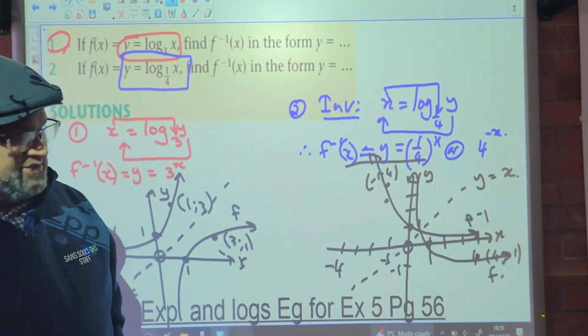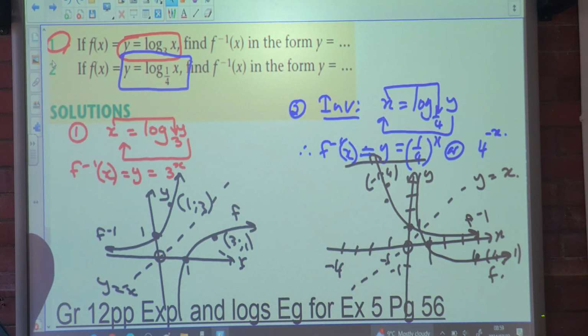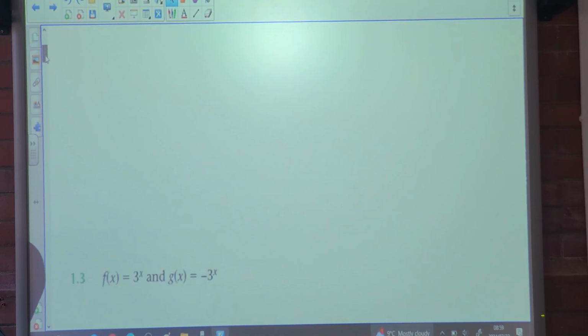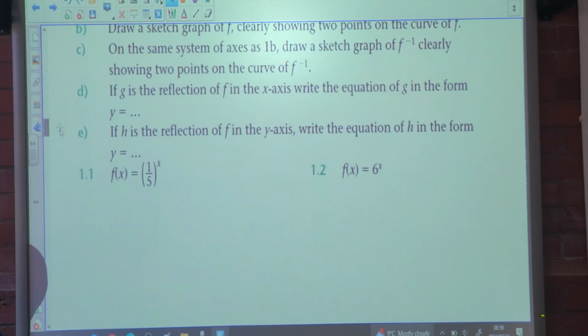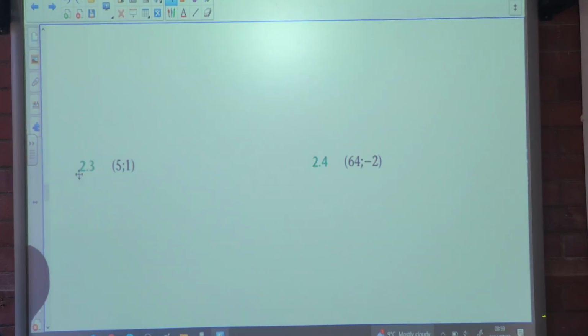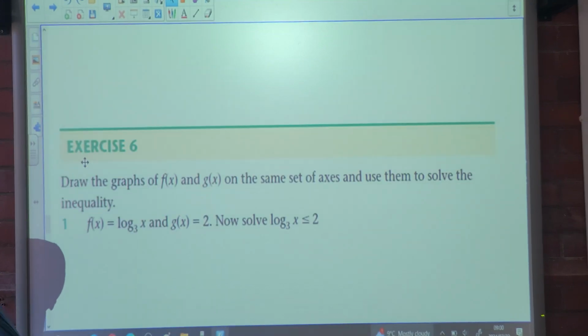For homework, I would like you guys to do exercise 5. I'm going to do the whole exercise. For exercise 4 I've selected a few sums, and exercise 5 is of course the whole exercise. That basically brings us to the end of the examples for exercise 5.